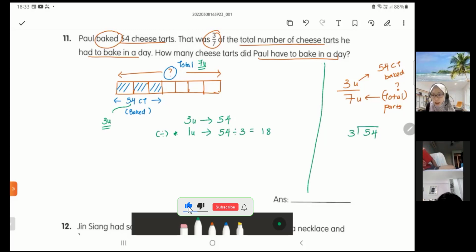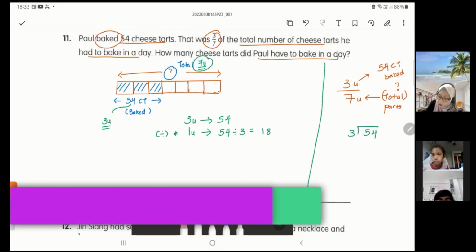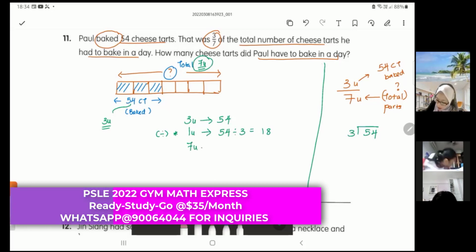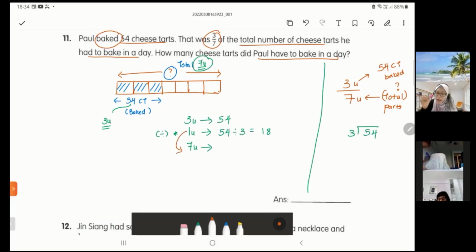Do I want 1 unit? I do not want 1 unit. How many units do I want? I want a total of 7 units. 7 units. Now, how do we do this? From 1 to 7, 1 times what gives you 7? Times 7, right? From 1 unit to any number, remember, this is the second thing you need to know. From 1 unit to any number of units, you must always times. To find 1 unit is divide.